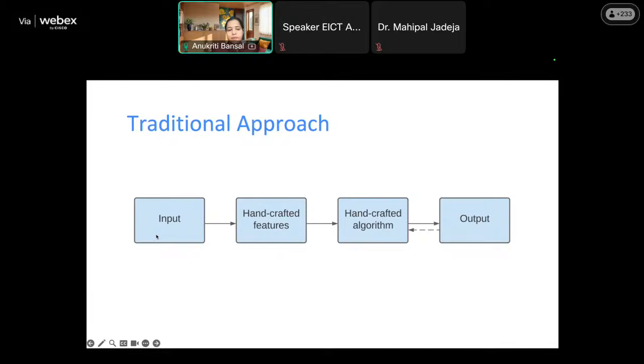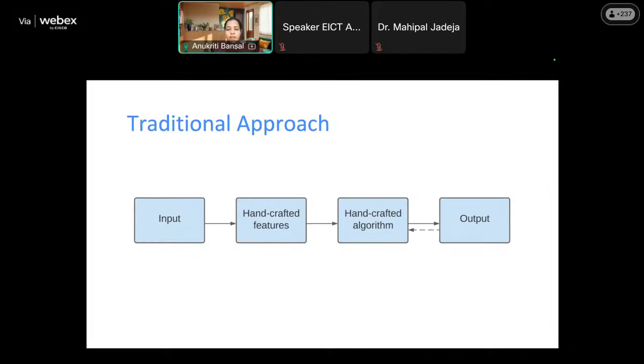This could be anything. This could be a picture of an apple, a picture of a banana, any fruit, any object. So in the traditional approach, we used to have an input and we used to design some handcrafted features. These handcrafted features could be your aspect ratio, texture, color, anything. Once we have these features, we used to design some handcrafted algorithm. What do we understand by handcrafted algorithm?